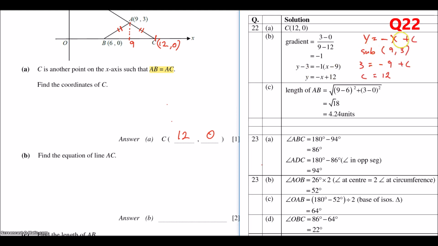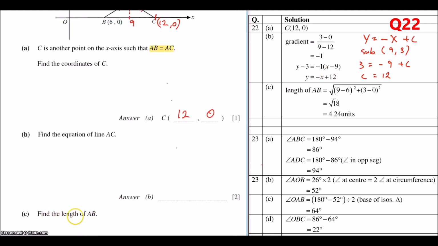So we shall start with y equals mx plus c. So this is negative x because the gradient is -1. So -1 times x is negative x. Then we're going to choose one point. In this case, I am going to choose 9, 3. I'm going to sub x equals 9, y equals 3. So y is 3, x is 9. And then I solve for c. So c is 12. So in this case, our final answer is y equals negative x plus 12, which is over here. So for the final part, the length of AB.